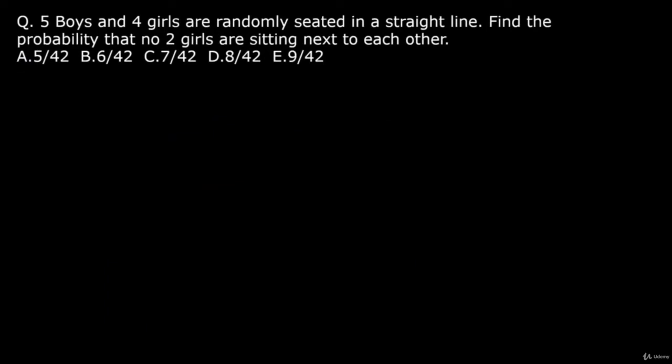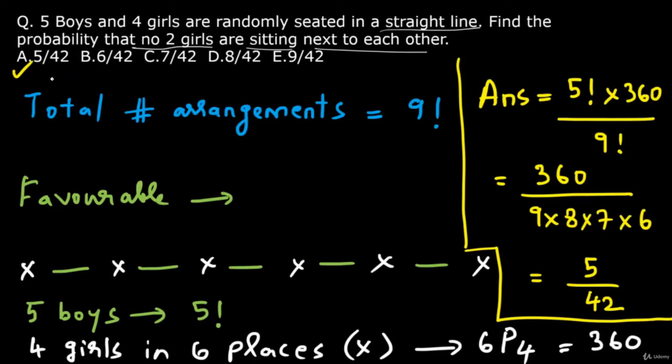5 boys and 4 girls are randomly seated in a straight line. Find the probability that no 2 girls are sitting next to each other. Alright, what's the answer to this question? The correct answer is option A, that's 5 by 42. Alright, let's see how to do this.